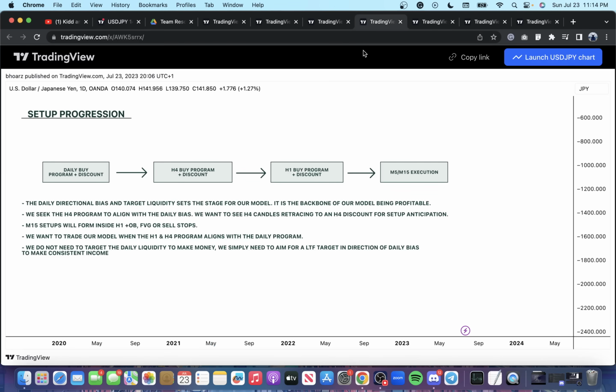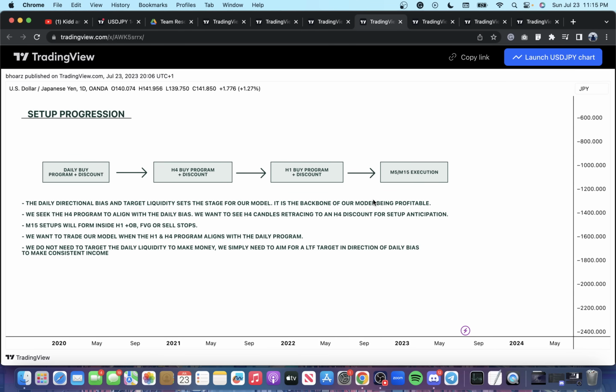I'm gonna do more mindset calls of this, but let's go into the program. So the daily directional bias and target liquidity sets the stage for our model. It is the backbone of our model being profitable. And once we've identified our daily program, again, it's not just enough to identify the program, but also to know where the daily time frame is reaching for. And that is what creates what I call displacement or one-sidedness.